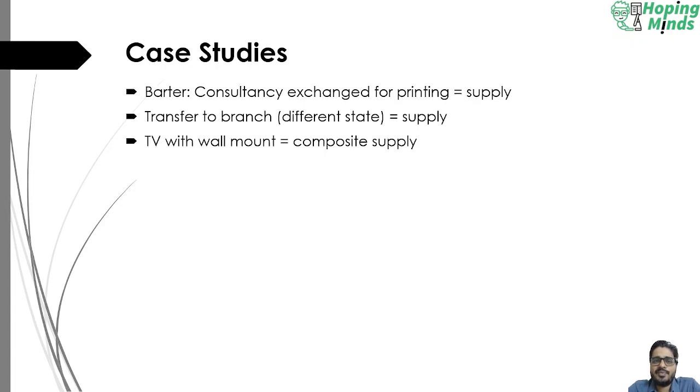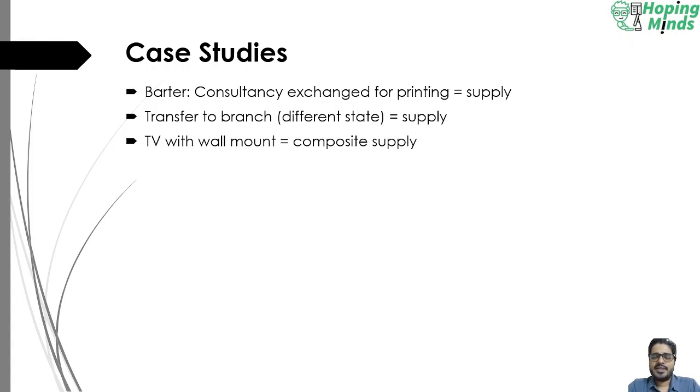So let's take some case studies. For a barter transaction, let us take an example. A CA provides tax consultancy to a printing agency, which in return gives free printing services for the office of the chartered accountant. So both have made a supply and GST will be applicable on the open market value of such services.